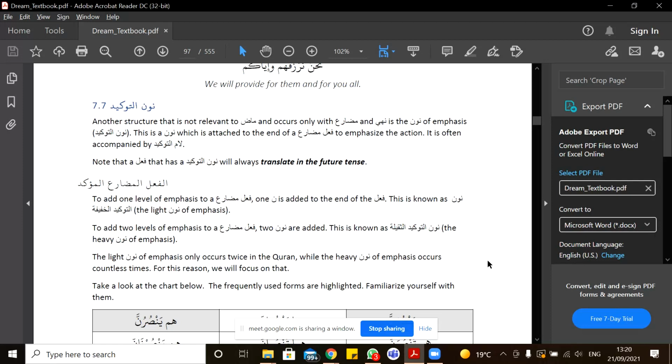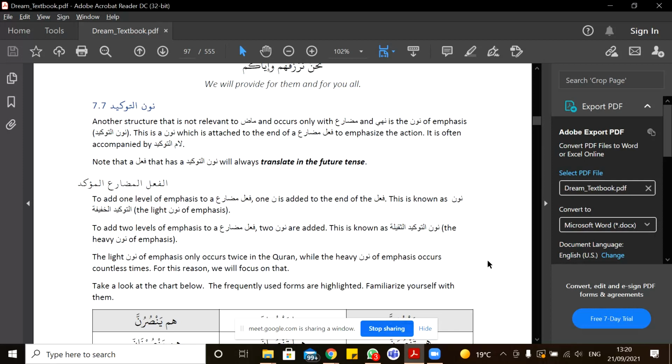Noon at-Tawkid. Another structure that is not relevant to Madi and occurs only with the Mudare and the Nahi is the noon of emphasis, Noon at-Tawkid. This is a noon which is attached to the end of a fi'l mudari' to emphasize the action. It is often accompanied by lam at-Tawkid.